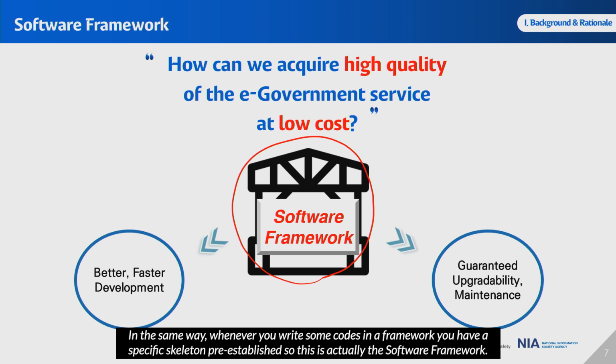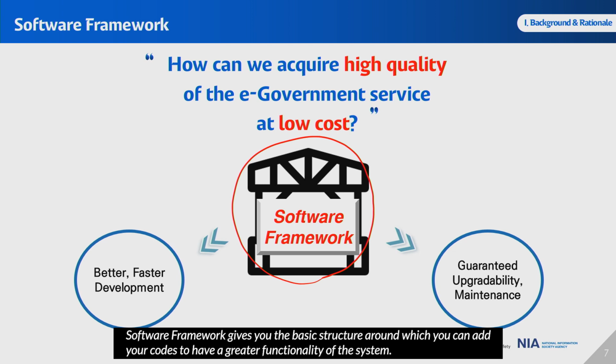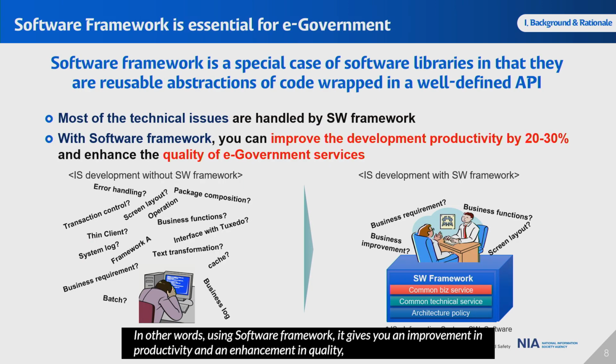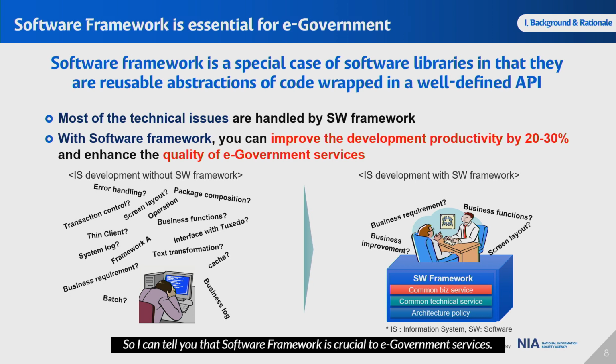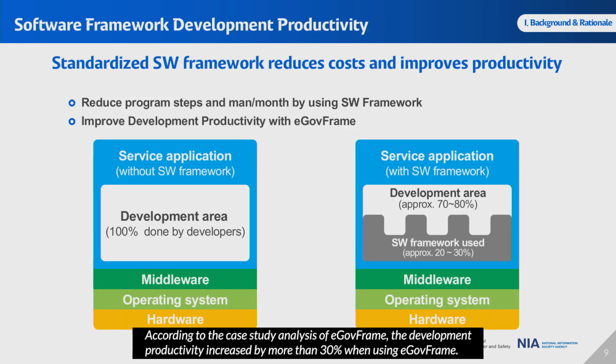In the same way, whenever you write some code in a framework, you have a specific skeleton pre-established. So this is actually the software framework. A software framework gives you the basic structure around which you can add your code to have greater functionalities for your system. In other words, using a software framework gives you an improvement in productivity and an enhancement in quality. So I can tell you that software framework is crucial to e-government services. According to the case study analysis of eGovFrame, the development productivity increased by more than 30% when using eGovFrame.